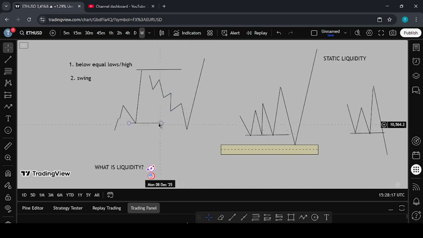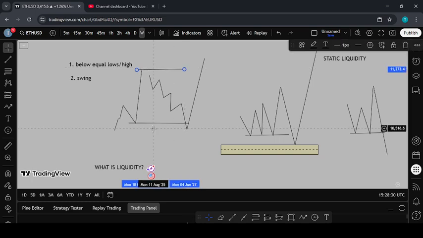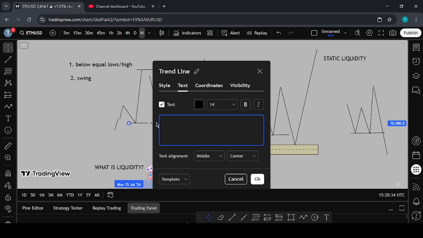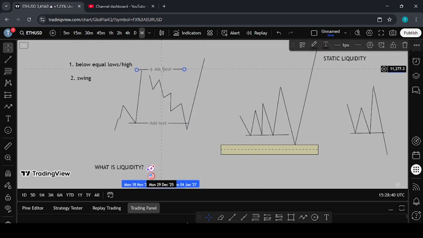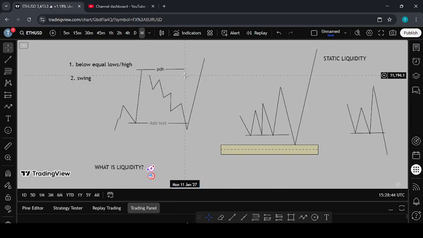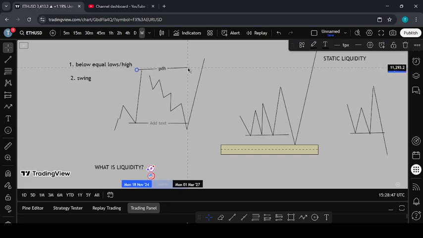So you want to be very careful. If there is no liquidity inside for the market to take, the market can come and sweep the previous daily low liquidity, then go ahead to target the previous daily high. It's very important you take note of that. The market can make such moves. So we can label this place PDH, PDL, previous daily low and previous daily high. Very important you take note of that.